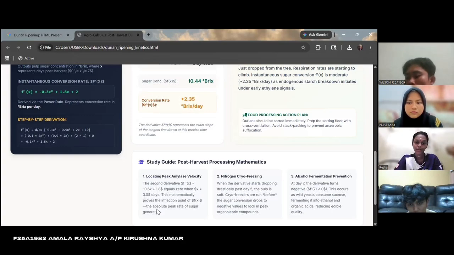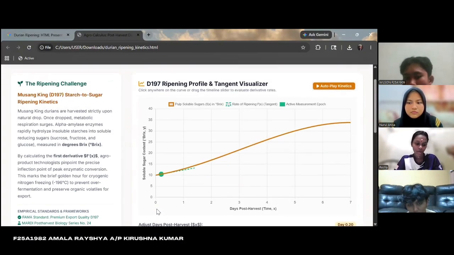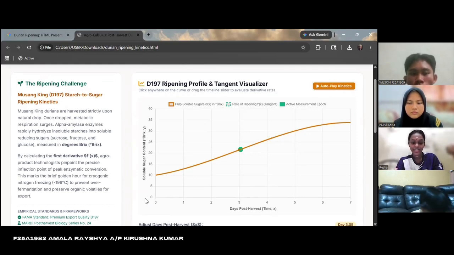In our graph, when we click at 0, this is what you can see. The 0 represents the day the durian dropped from the tree. If we go to 3, it's higher, it's the peak, because we hit the climacteric peak. As we just proved mathematically, this is the point of maximum speed where sugar is accumulating incredibly fast. This is our golden window.